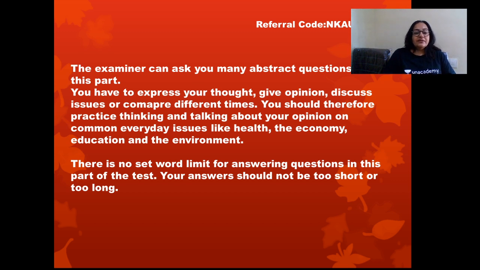Okay. First, the thing I would like to tell you here is that the examiner can ask you many abstract questions in this part. Abstract questions means related to your cue card. Whatever cue card you have spoken, the examiner might ask you questions and you have to answer these questions. These can be anything abstract, not very concrete questions, and they'll analyze your speaking skills, how you think, how you express yourself.